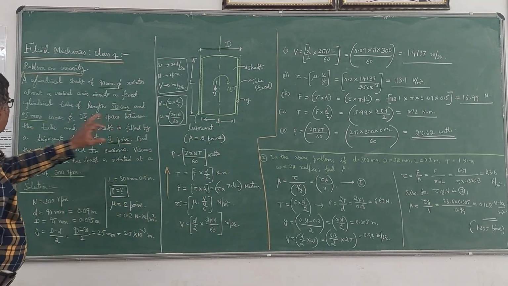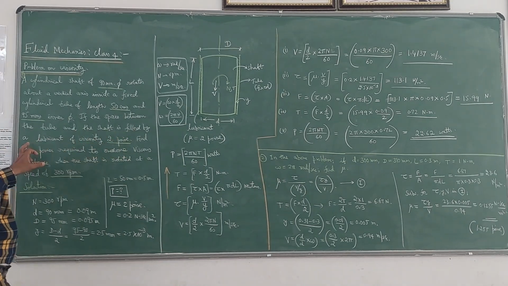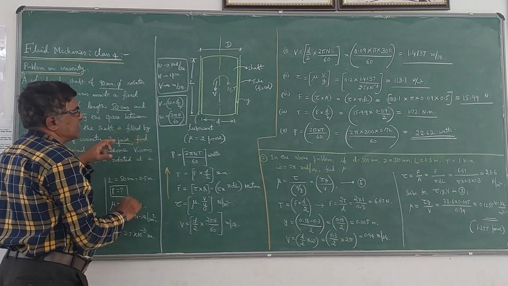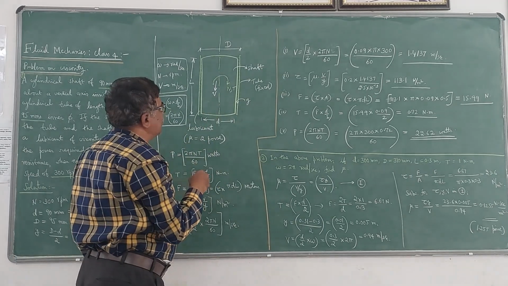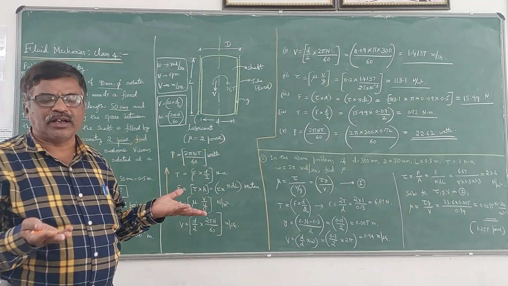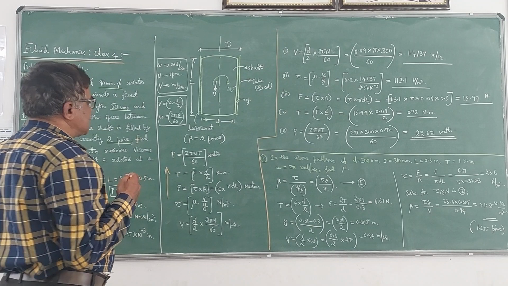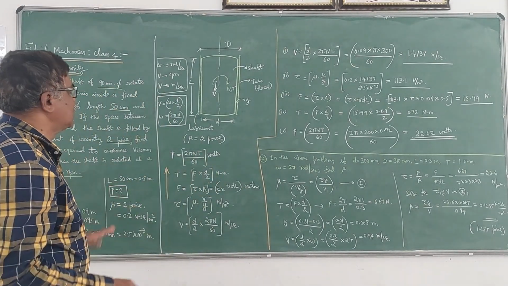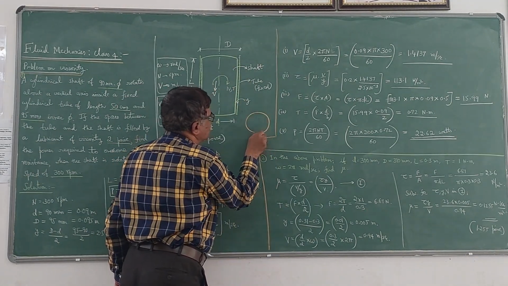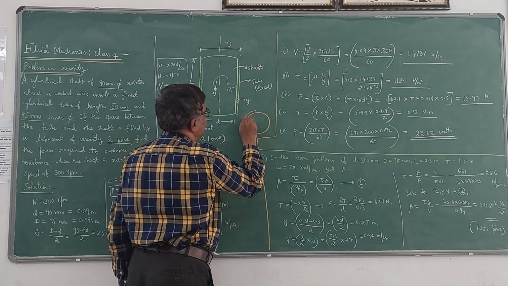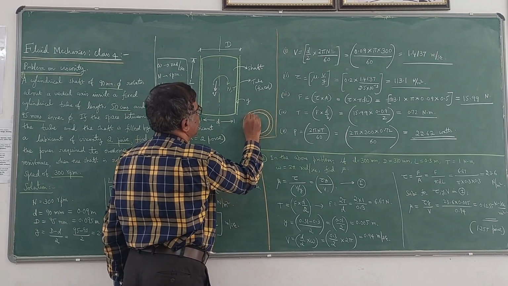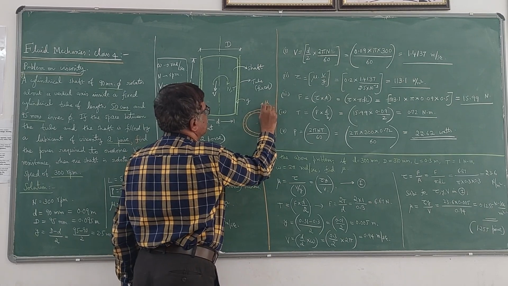Next, the space between the tube and the shaft is filled by a lubricant of viscosity 2 poise. So this gap is filled with lubricant oil of viscosity 2 poise, or it can be taken as 0.2 Newton second per meter square or Pascal second. So oil is there in that gap. That means in plan, if you see, this is the shaft, the cylindrical shaft, and this is the tube. In between these two, you have the lubricant of viscosity mu, which is given as 2 poise.